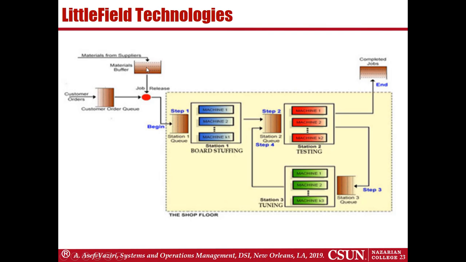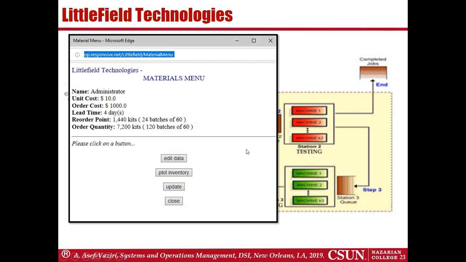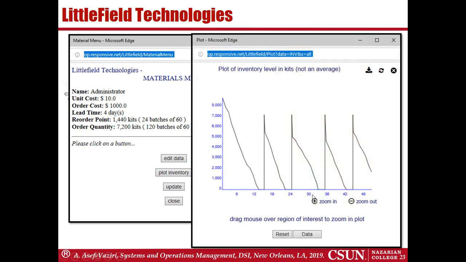Then let's go to our inventory. Currently, we order 7,200 each time, which is equivalent to 120 orders. And our reorder point is when inventory reaches 24 batches. Lead time is 4 days. Ordering cost is $1,000. Unit cost, as before, is $10. Then we plot the inventory. It seems our reorder point is a little bit low. We get out of stock frequently indeed.